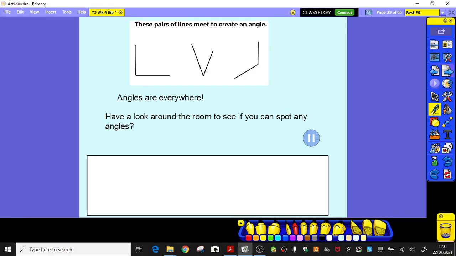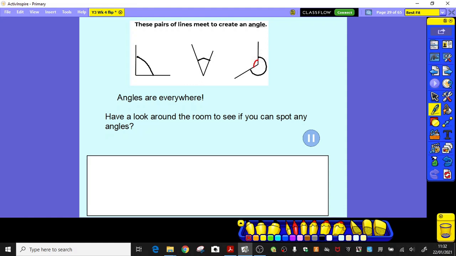Now let's have a look here. These pairs of lines meet at a point to create an angle. So they've turned around the line to make an angle. This one has turned there. This one is a really big angle turned that way. Or we could also say this one has an angle going that way.